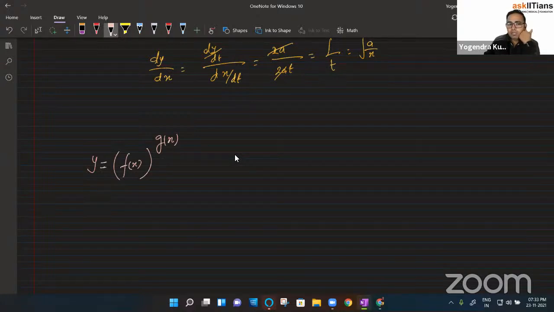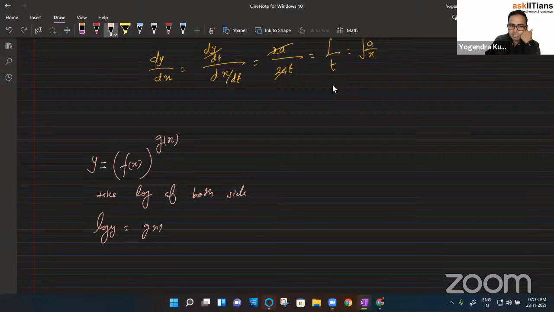So what we need to take? Log on both sides. We need to take the log of both sides. So log of y is equal to, log of this will be g of x into log of f of x.